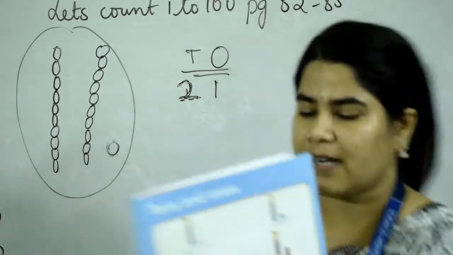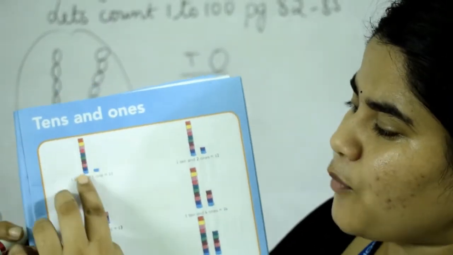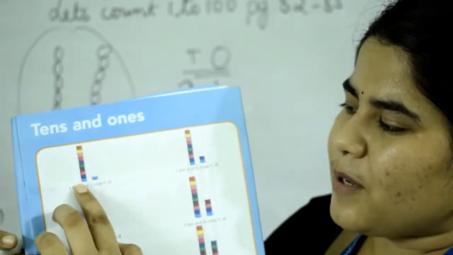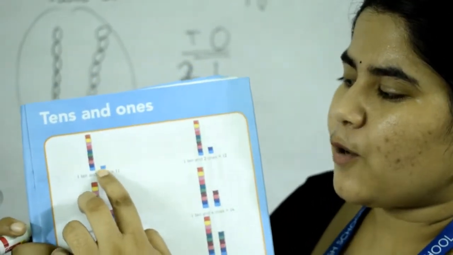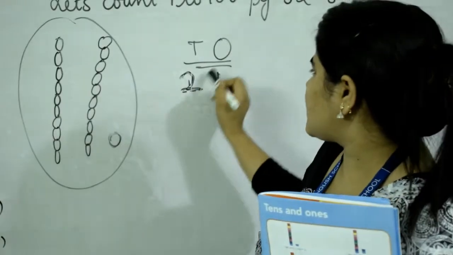Similarly in this book also, the same thing. Here there is one tower of 10 blocks, so this will be 1 ten, and only 1 block extra, so here it will be 1 1, 11. That means 1 tens and 1 ones. 1 tens, 1 ones.